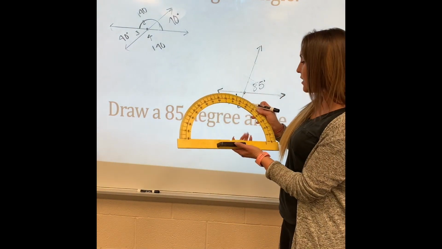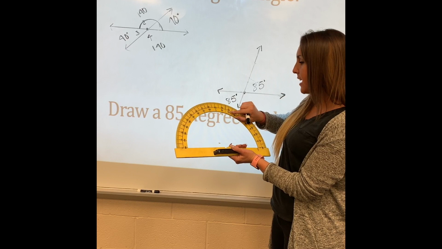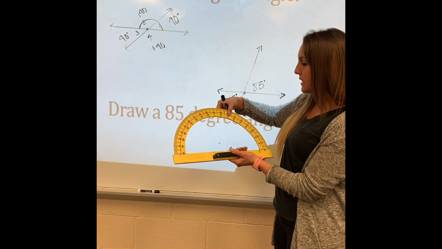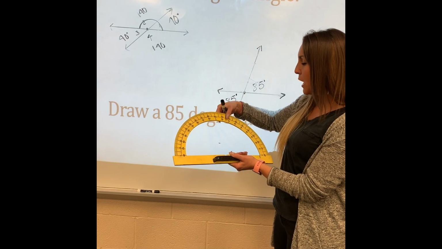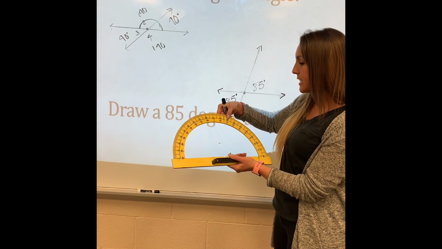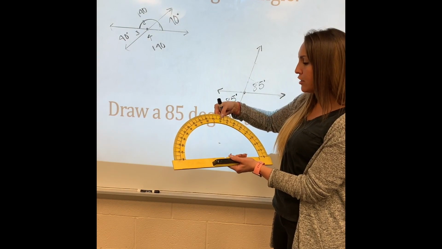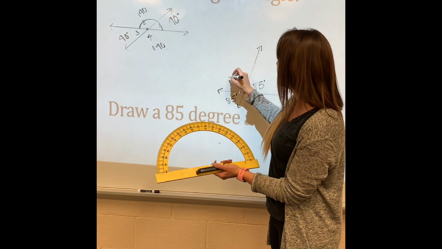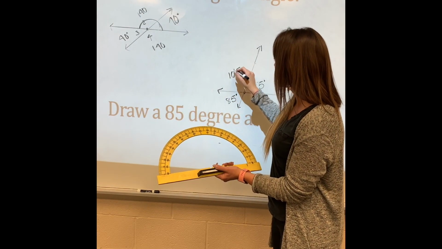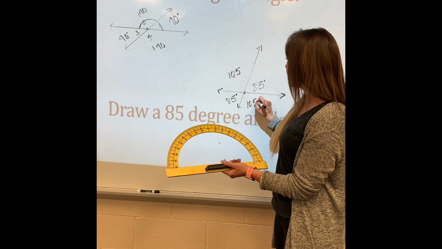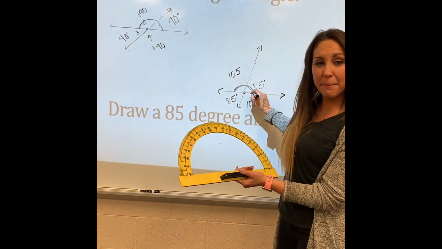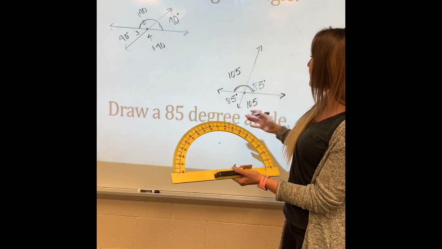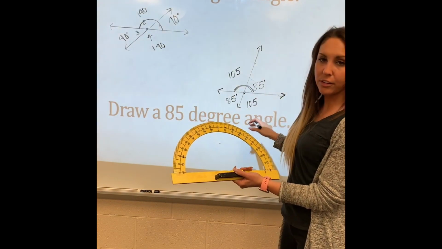Now, I could either look at my protractor and say, okay, so in between 70 and 80 is 85. So what's in between 110 and 100? Well, that's 105. And then this one would be 105 as well, because these two lines, they make a straight line, so that means that they are 180 degrees.